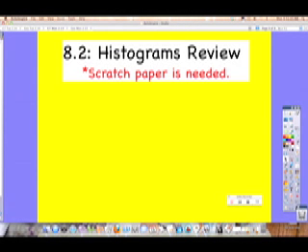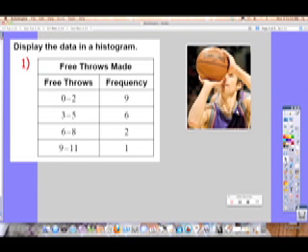Okay, review right before the quiz. Guys, go back to number 1. So we had to make a histogram out of this data that was shown to us. What I'm going to do now that we all have it is show it so you can see.